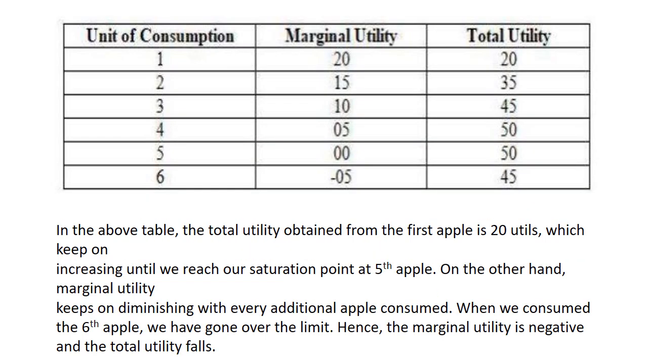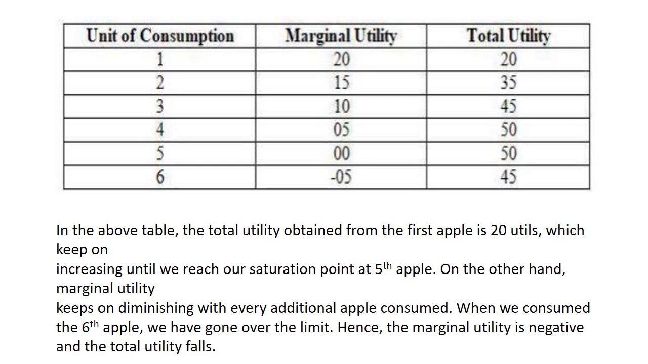Now this is the table which explains the previous example. At 1 unit of consumption, you have the maximum total and the maximum marginal utility. With the second unit of consumption, you can see that the marginal utility is decreasing. It came to 15 and the total became 35. At the third unit of consumption, marginal utility is still decreasing and the total becomes 45, because we are adding up all the utility which is achieved at each level, as it is the total amount of satisfaction.